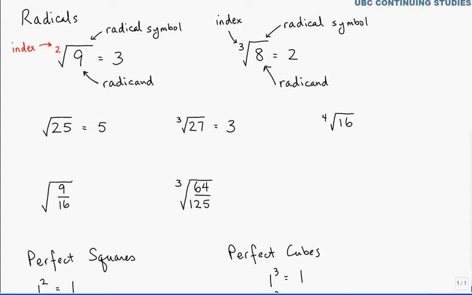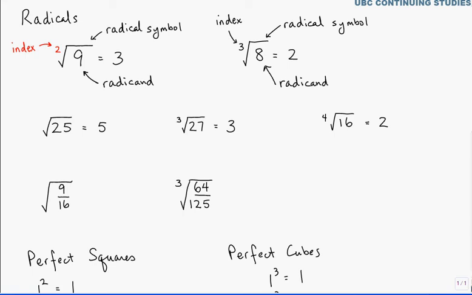3 cubed, 3 times 3 times 3, is indeed 27, and so the cube root of 27 is 3. How about the fourth root of 16? So it's a number that when you raise it to the 4th power gives you 16. Again, start small. Let's just start with 2. 2 to the power of 4 is 2 times 2 times 2 times 2. That's 2 times 2 is 4, times 2 again is 8, times 2 again is 16. So the 4th root of 16 is 2.